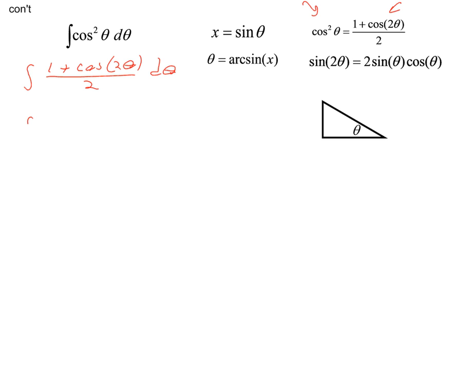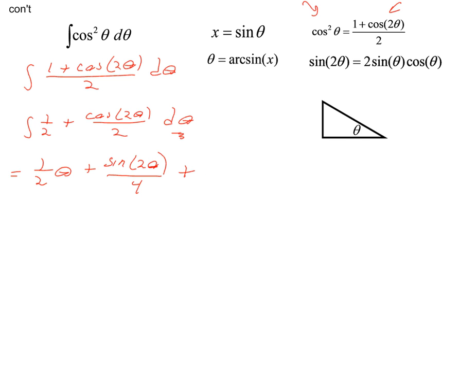Well, let's rewrite that as 1/2 plus cosine of 2 theta over 2, all times d theta. Let's integrate that with respect to theta. And so I'm going to have 1/2 theta plus the integral of the cosine, which is the sine. So the integral of the cosine of 2 theta is sine of 2 theta, divided by 2, and it's already over 2, so that's over 4.